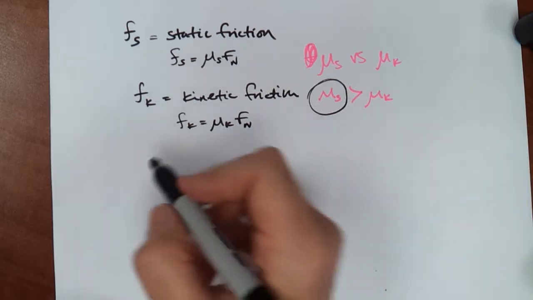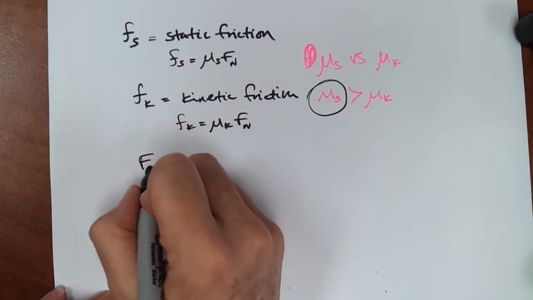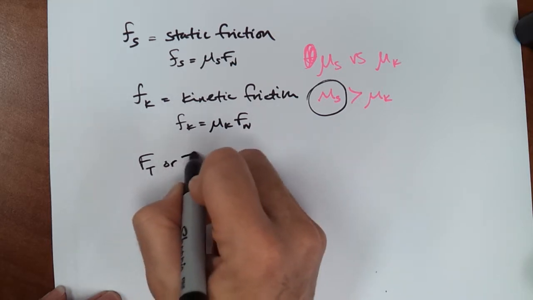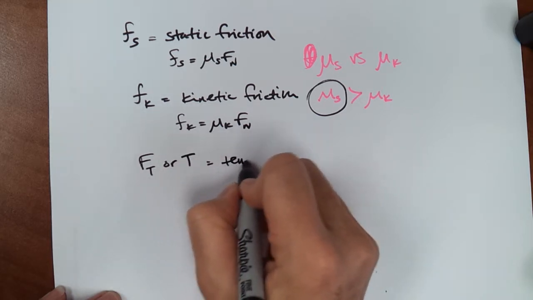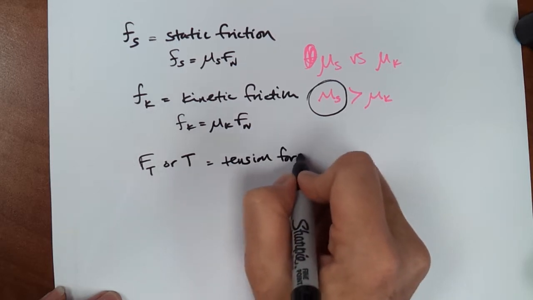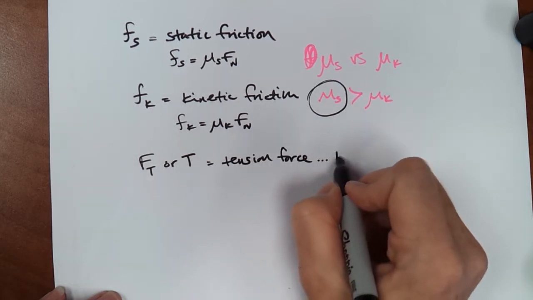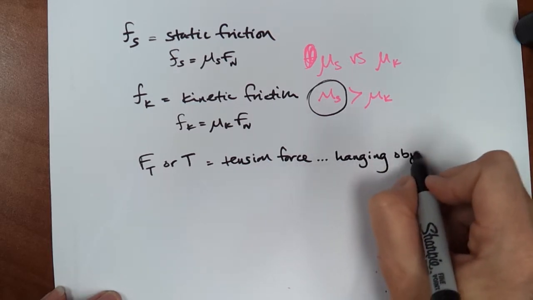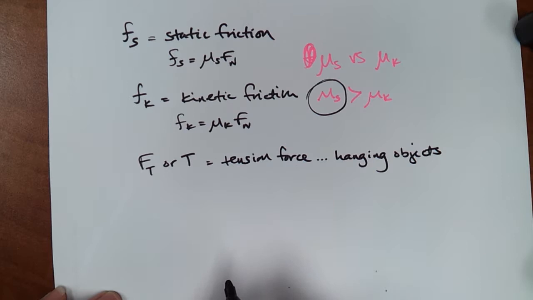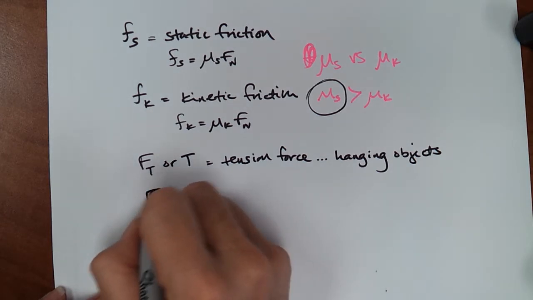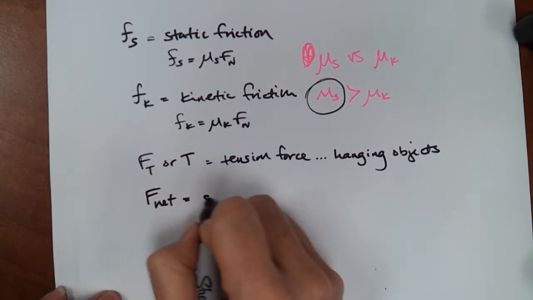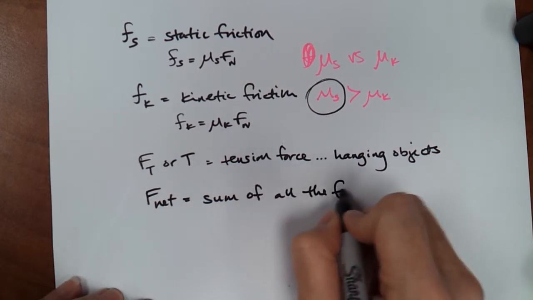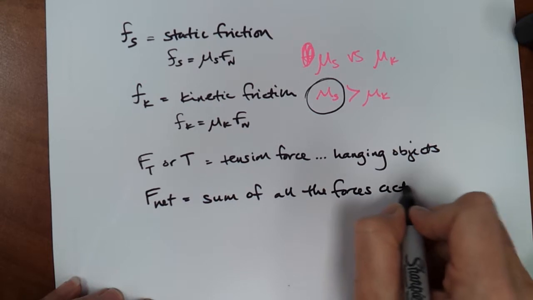We also learned about tension force. Sometimes we label that as just capital T, and this is tension. We usually use that with hanging objects, but not necessarily so. And we also used Fnet, which is the sum of all the forces that are acting on an object.